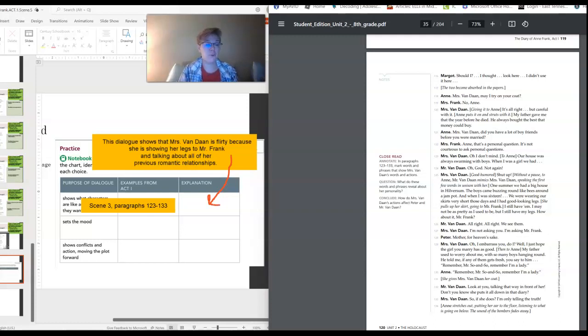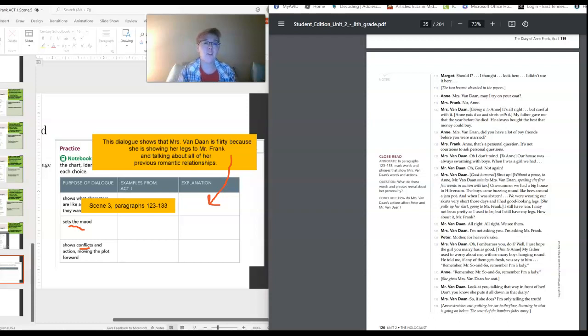So you'll also look for an example that sets the mood. Think about times when the characters were scared. That might be a good close read to look for. You're going to find some dialogue that shows conflict. Some examples that you could look for would be when the dentist arrives and the conflicts between the Franks and the Van Dans. It could be when the thief is discovered and the argument about whether the thief is going to go to the Green Police.